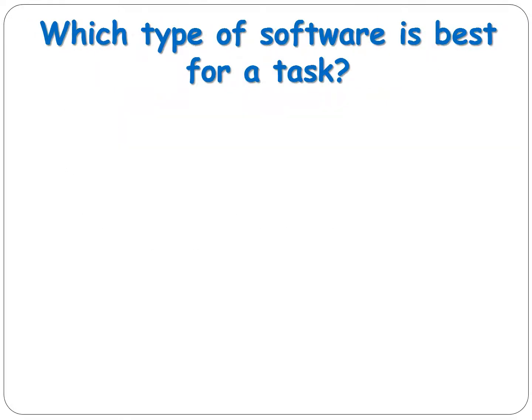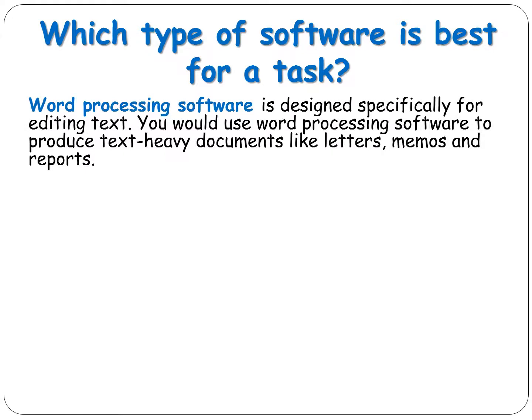So in your exam you might be asked to select which type of software would be best for which task. So we're going to go through these and we're going to talk about when we would use a particular type of software. So word processing software, so that's like Microsoft Word. That's designed specifically for editing text. You would use word processing software to produce text-heavy documents like letters, memos and reports.